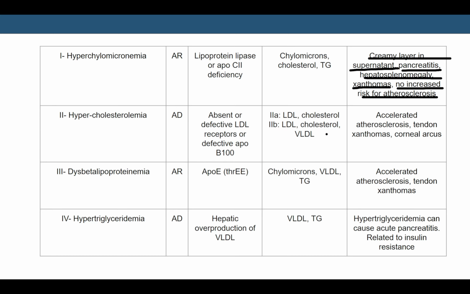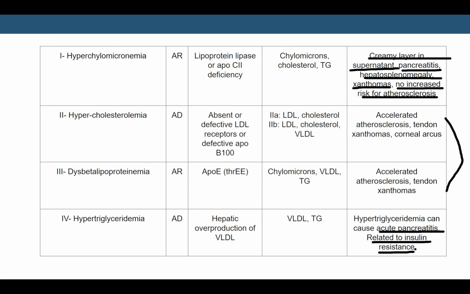Type 2 and type 3 are similar, so they both have accelerated atherosclerosis, tendon xanthomas, corneal arcus, etc. For type 4, hypertriglyceridemia, this can also cause accelerated atherosclerosis, but what's most important is that very high levels of triglycerides, more than 500, even 1000, can cause acute pancreatitis, and you have to know that this is related to insulin resistance.